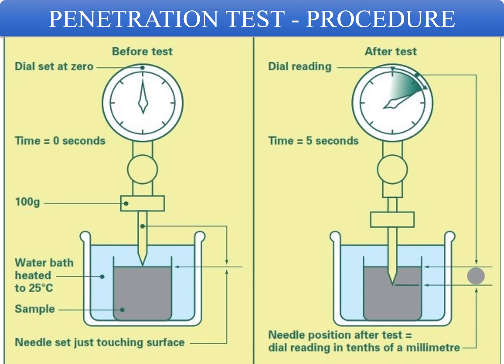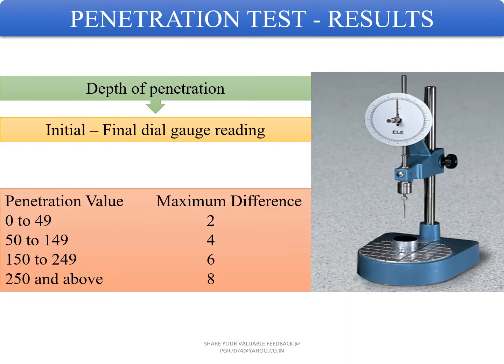Now in each sample, you have to take 3 readings, and the location from point to point should be at least 10 millimeters apart, and the points should also be 10 millimeters from the surface edge. So the 3 positions need to be chosen in such a way that all the points are at a distance of 10 millimeters from each other. The results are expressed as a depth of penetration in tenths of a millimeter.